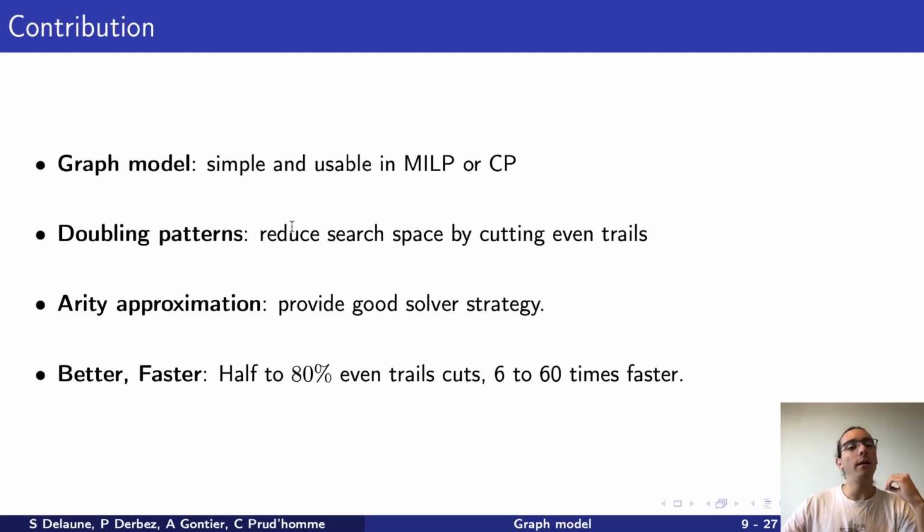So we have a graph model that is simple and usable in MILP or constraint programming. With this graph model, we can add some doubling pattern to reduce the search space by cutting the even trails. We can use some previous works on the arity approximation to have a good solver strategy to reduce the solving time. And in the end, we are better and faster than the previous methods. We are better because we have half to 80% of even trails that are cut from the solution pool, and we are consistently 6 to 60 times faster than the previous methods.